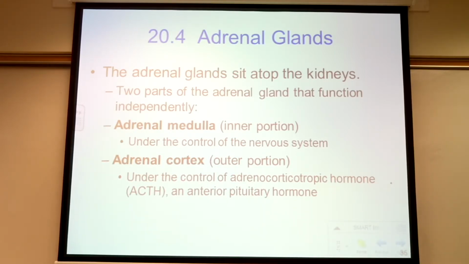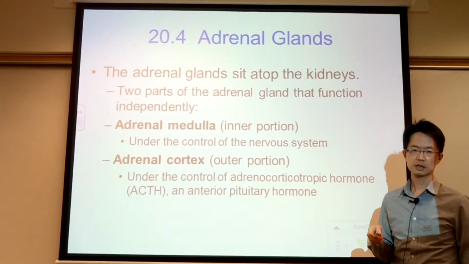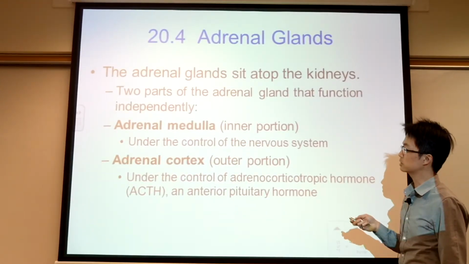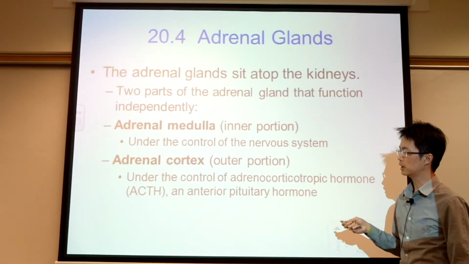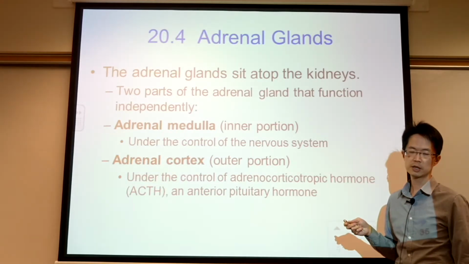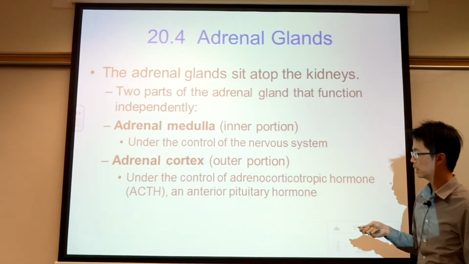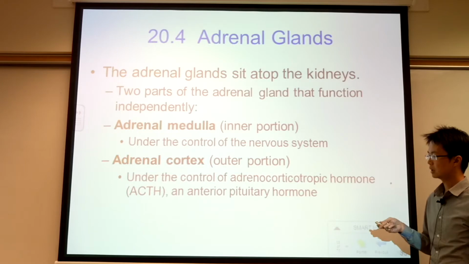Okay, the adrenal gland is on top of the kidneys, of course. Adrenal gland has two parts, medulla and cortex. Cortex is the outer portion, medulla is the inner portion. The adrenal medulla is under the control of the nervous system, especially the autonomic nervous system. Adrenal cortex, on the other hand, is under the control of ACTH, adrenocorticotropic hormone.